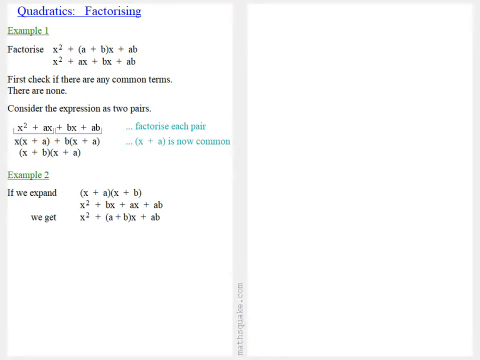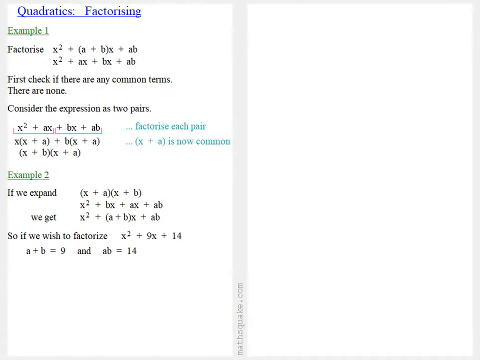which can be written as x squared plus (a plus b)x plus ab. Now this is useful if we want to factorise an expression of the form x squared plus a number of x's plus a number. For example, x squared plus 9x plus 14. What we're looking for is two numbers, a and b, where a plus b is the x coefficient and ab is the number on its own.